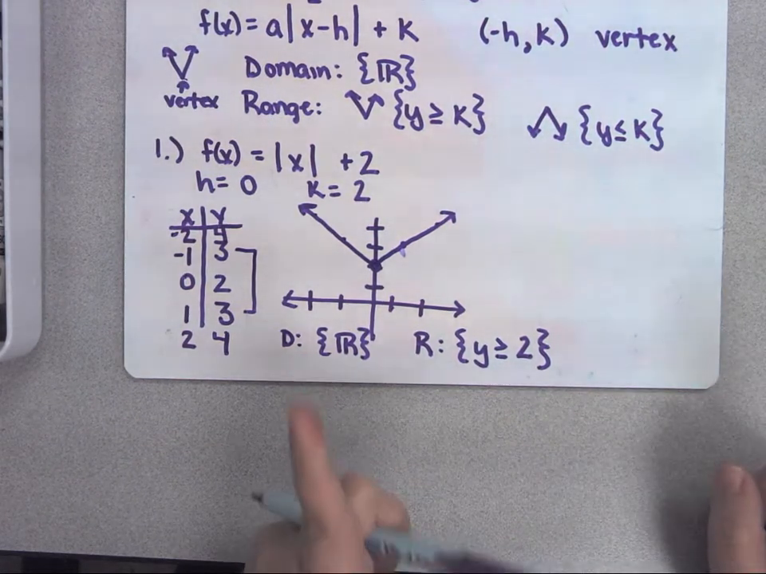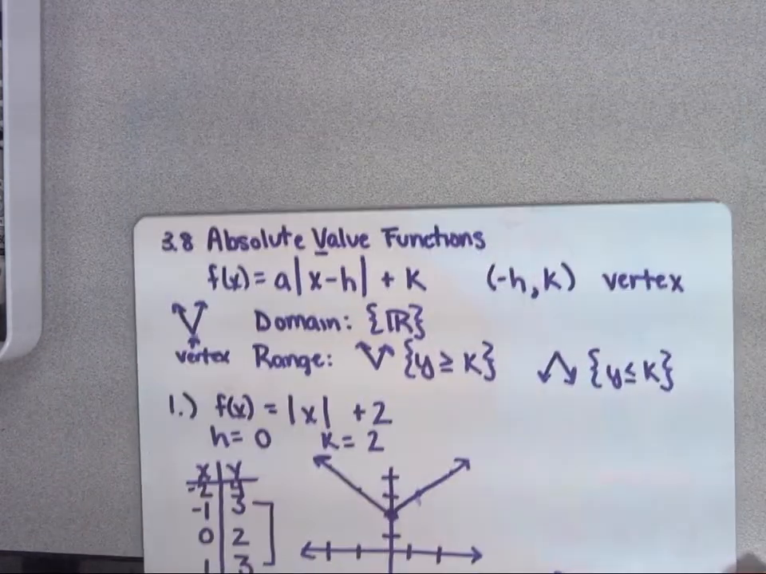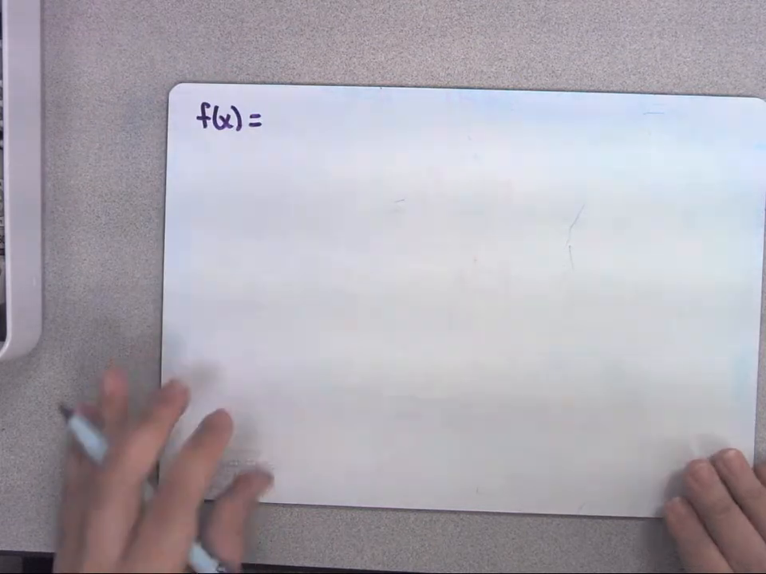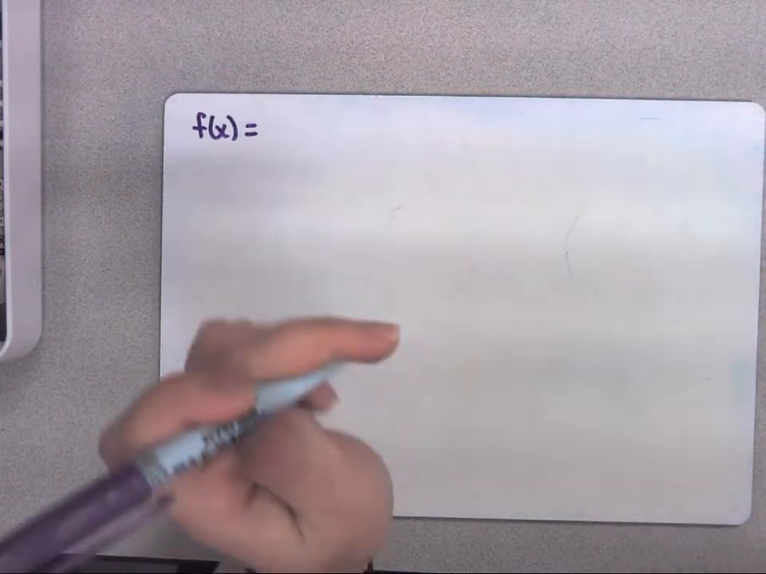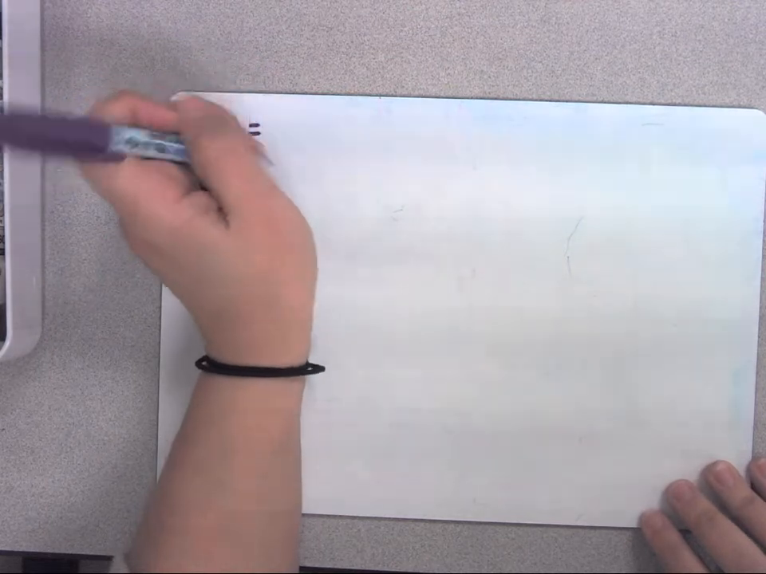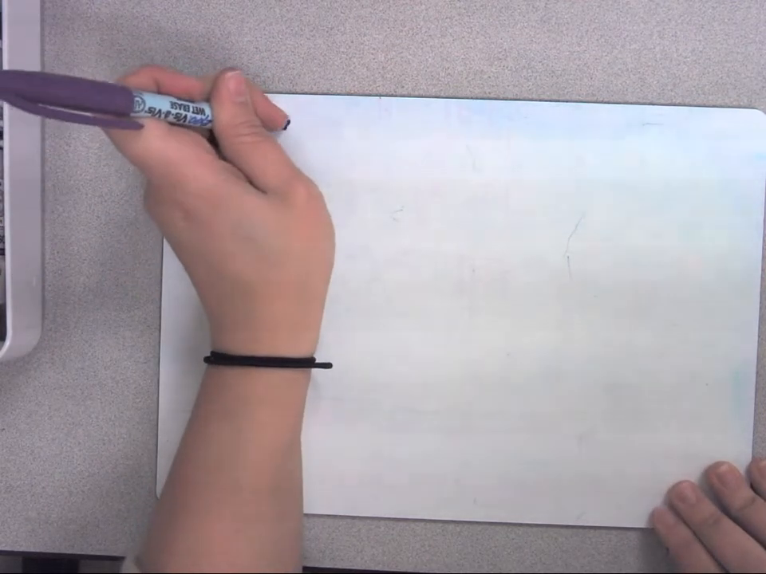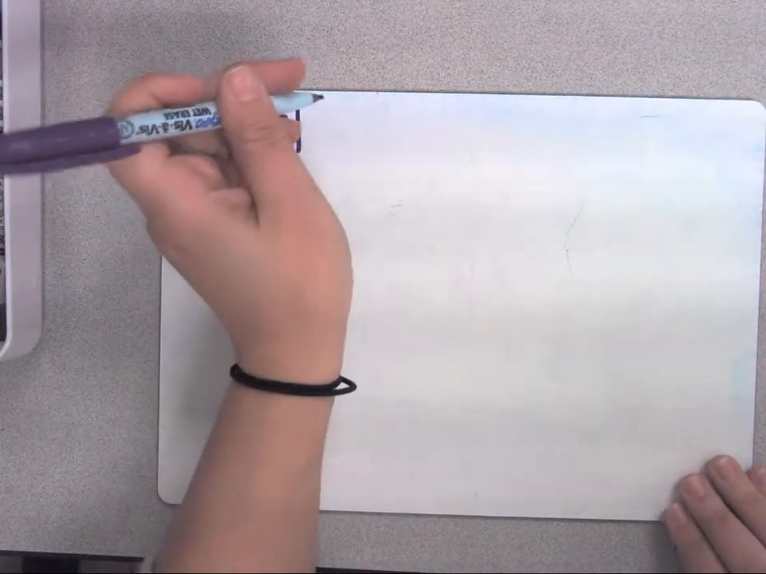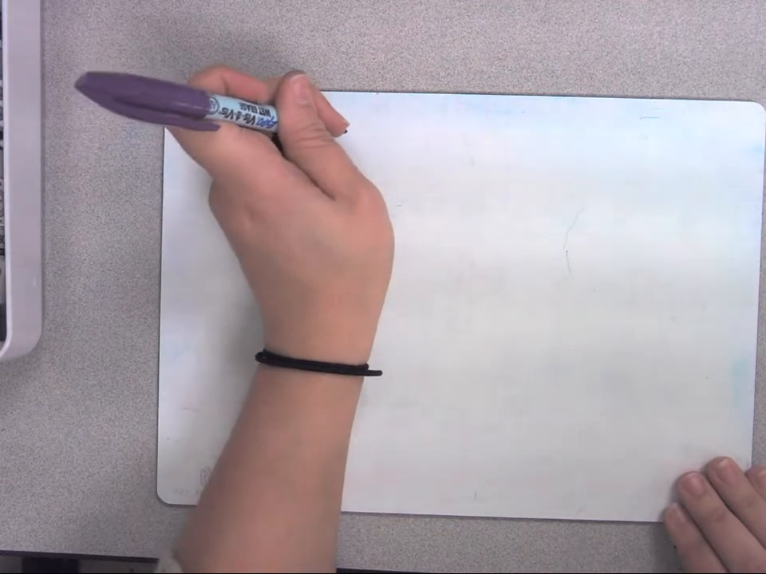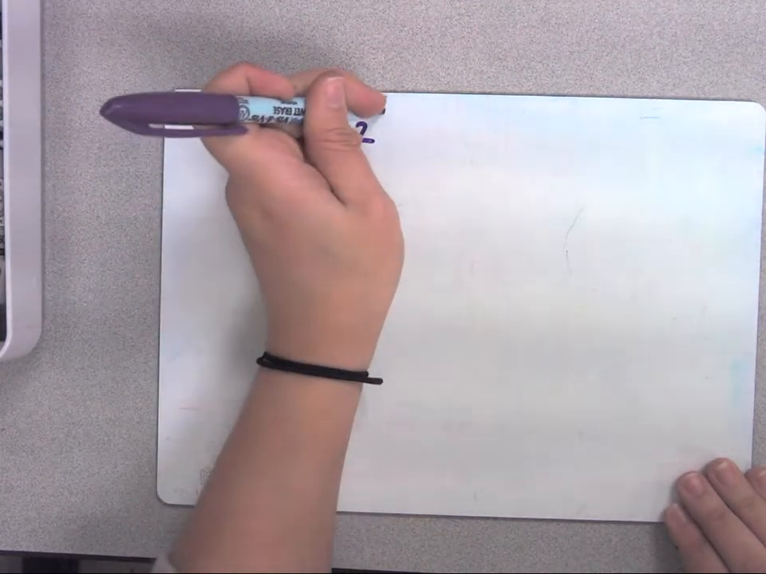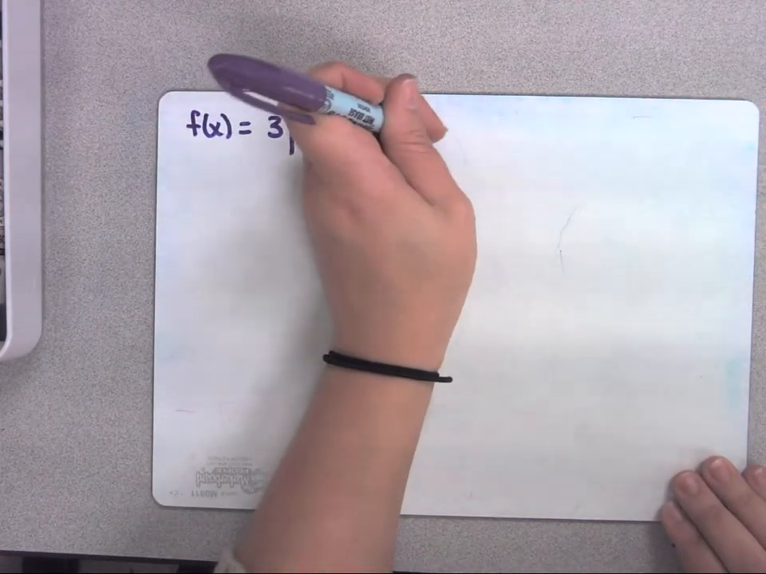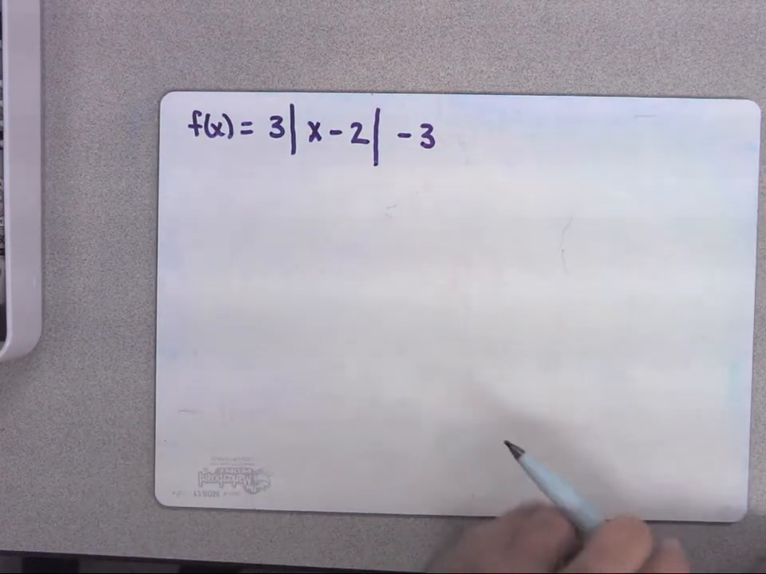The hardest part is h, because h is opposite. Let me give you one that's got some stuff going on in it, okay? F of x equals, how about a 3 on the outside, then your absolute value, and then x minus 2, close your absolute value, and then minus 3. I made that up. A lot going on.